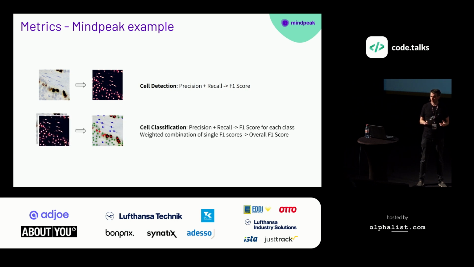And in cell classification, the same, but this is already a precision, recall, F1 score for each cell class. So depending, let's say we have 4 classes, then you already have 5 metrics here. So how do you deal with that? One possibility is to just combine them together in some linear combination, right?